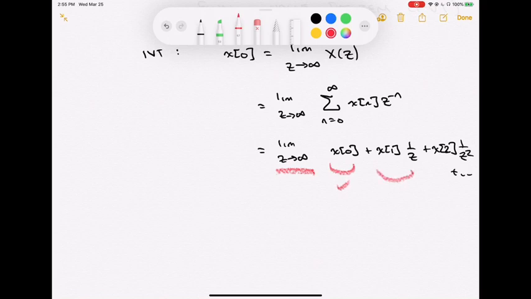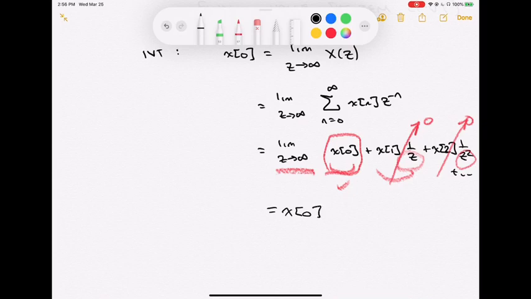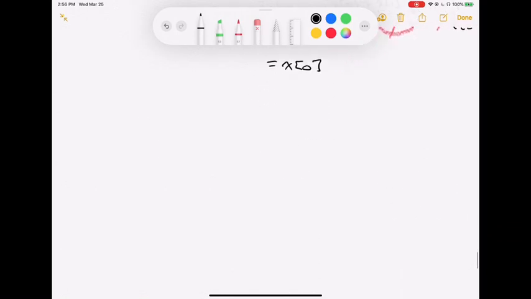The next one, though, when z goes to infinity, because z's in the denominator, this whole thing goes to 0. And in fact, every other term after that also has a z in the denominator. And when z goes out to infinity, they all go to 0. There's only one piece that survives z going out to infinity, and it's x0. And so we get exactly as we would have expected, that x of 0 is equal to x of 0, right? That x of 0 can be gotten from our transform domain in the limit as z goes to infinity. So pretty easy to show the initial value theorem.